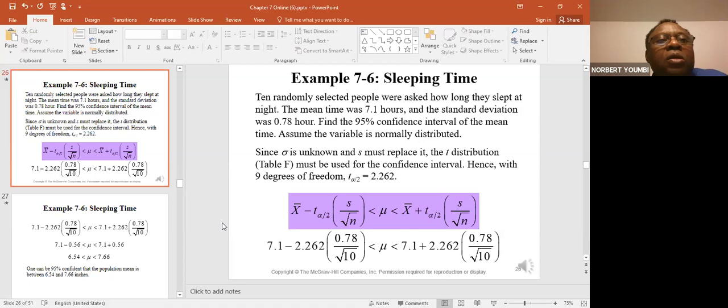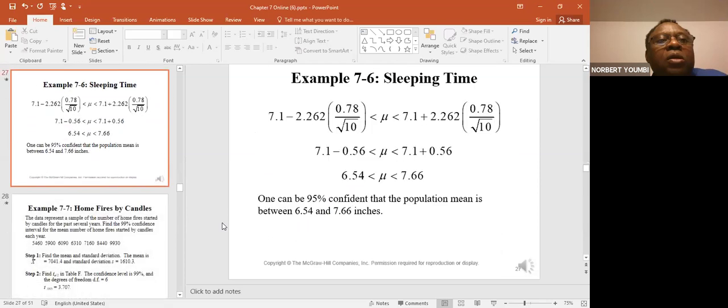Here, the sample mean is 7.1. The sample standard deviation is 0.78. The sample size is 10. Confidence level in this case is 0.95. Then we calculate. So we will have a confidence interval of 6.54 to 7.66.